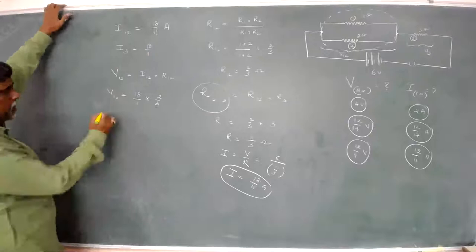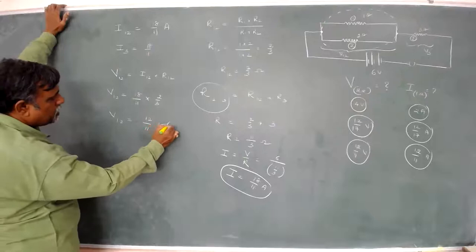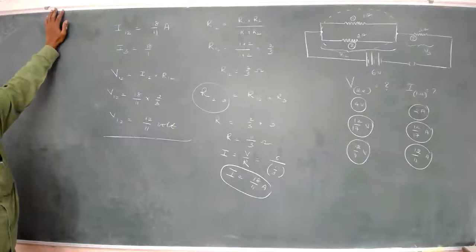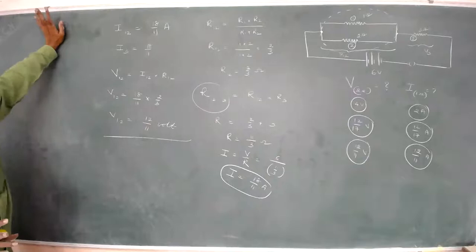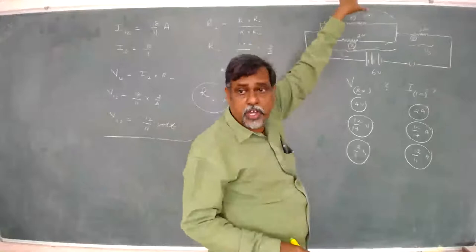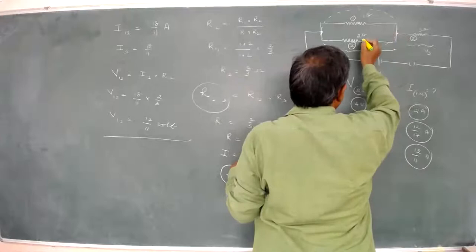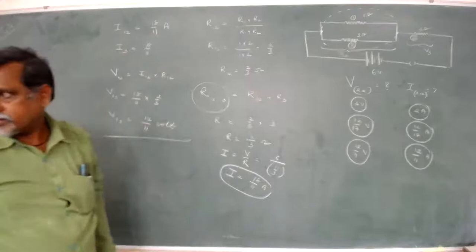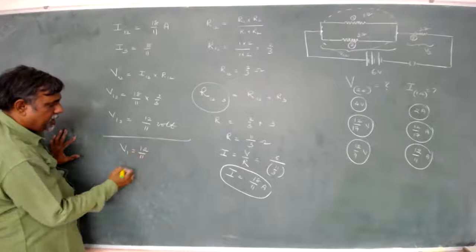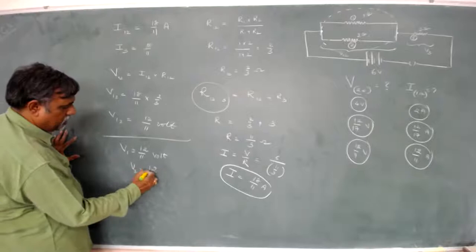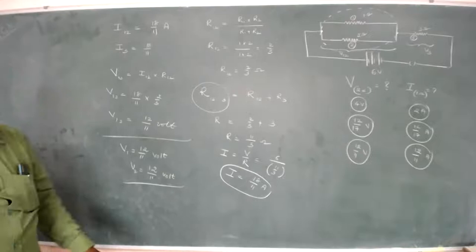So V12 is equal to 1 by 11 volt. In the parallel combination, what remains constant? Potential remains constant. So in this, what are the components which are in parallel? 1 and 2 are in parallel. So between these two terminals, the potential is 1 by 11, and across this also 1 by 11. So V1 is 1 by 11 volt, and V2 is also equal to 1 by 11 volt.